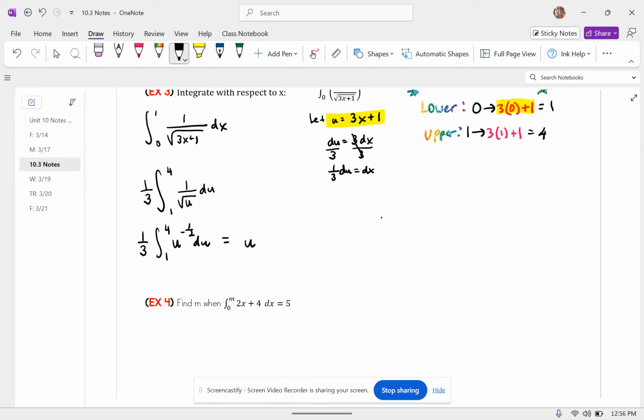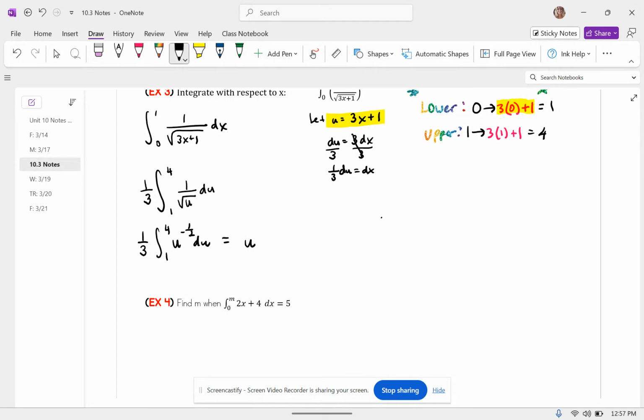Jason, show it. Okay, if my new exponent is 1/2, what am I supposed to do? Divide by 1/2, which is the same as multiply by 2. Okay, and then now there is a 1/3 out front, yeah? So I've got 2/3 u to the 1/2 evaluated from 1 to 4.